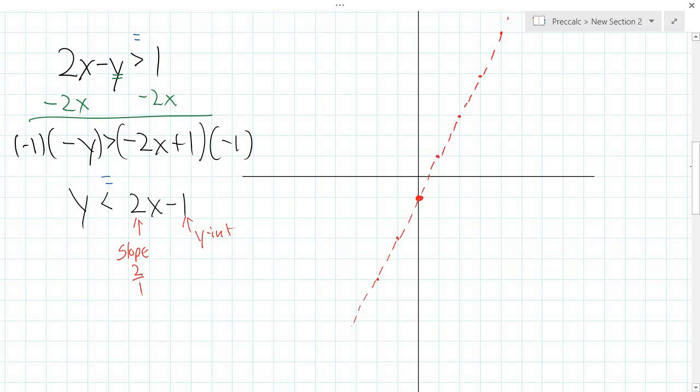But I use a dotted line to connect the dots. This got a little wonky here. There we go. Okay.